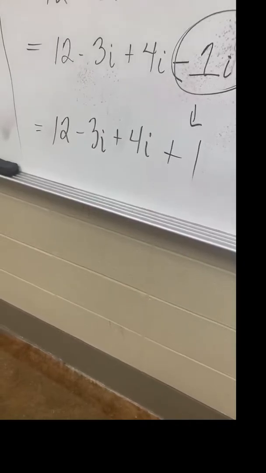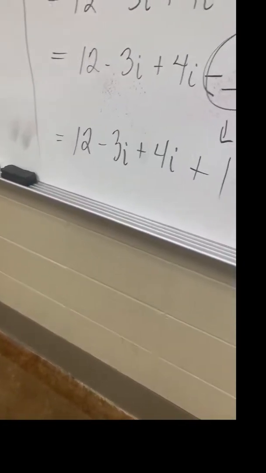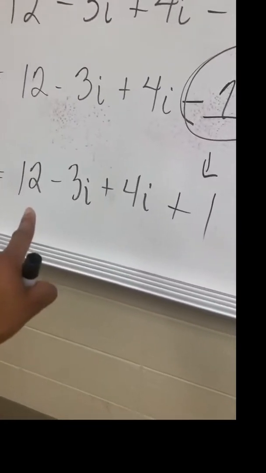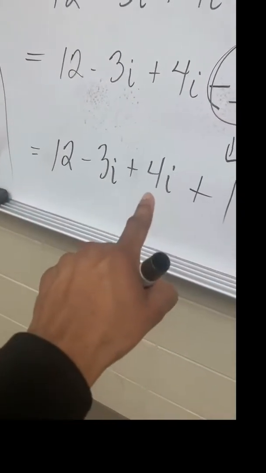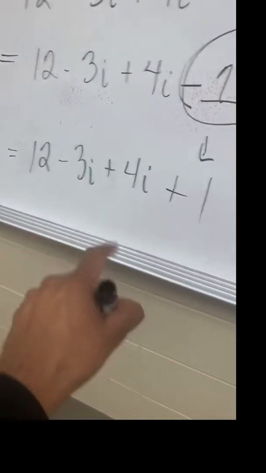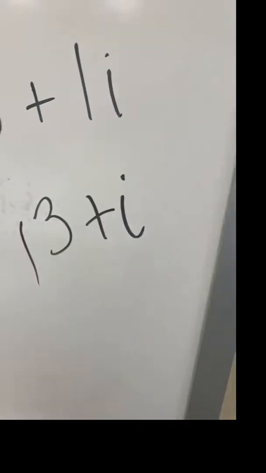The rest of the problem, I can bring that down. And from here on out, we go back into our regular algebra skills, combining like terms. So here I have a 12 plus a 1. That's 13. So I have 13 there. Then here I have a 4i minus a 3i, which leaves me with a +1i, also known as 13 plus i.